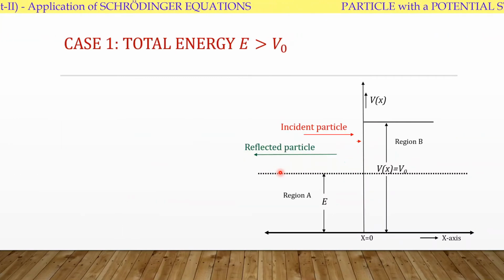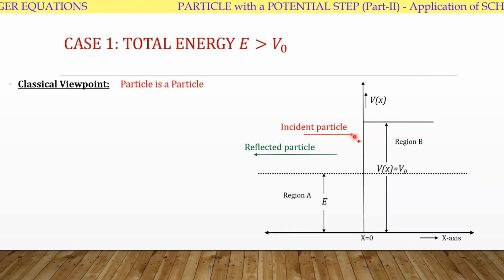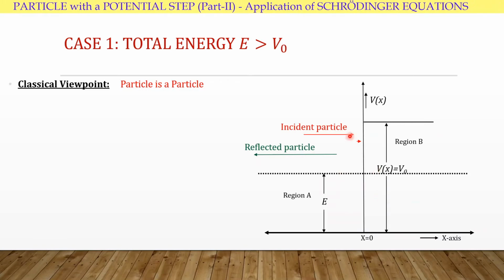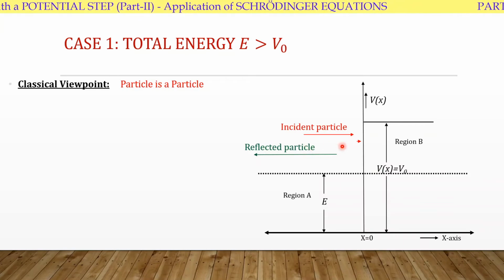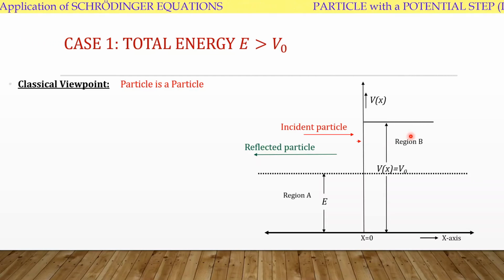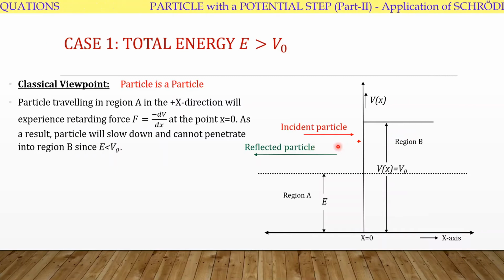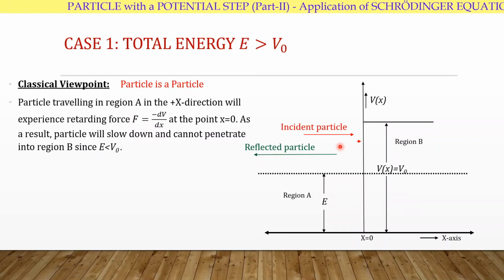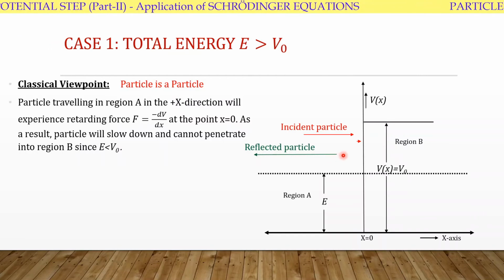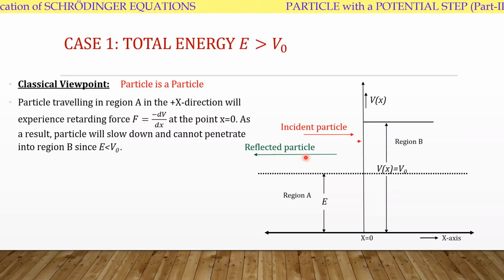First, the classical mechanics viewpoint, which says that a particle will behave only as a particle. So if it is moving in the direction of the potential wall and has energy very much less than this potential, it will be completely reflected back into the region A. There is no chance that it will penetrate into the region B. So when it approaches the x equal to 0 position, it will just experience a retarding force, and as a result the particle will get slowed down, and as the energy of the particle is very much less than the potential step, it will not penetrate into region B and will get reflected back.